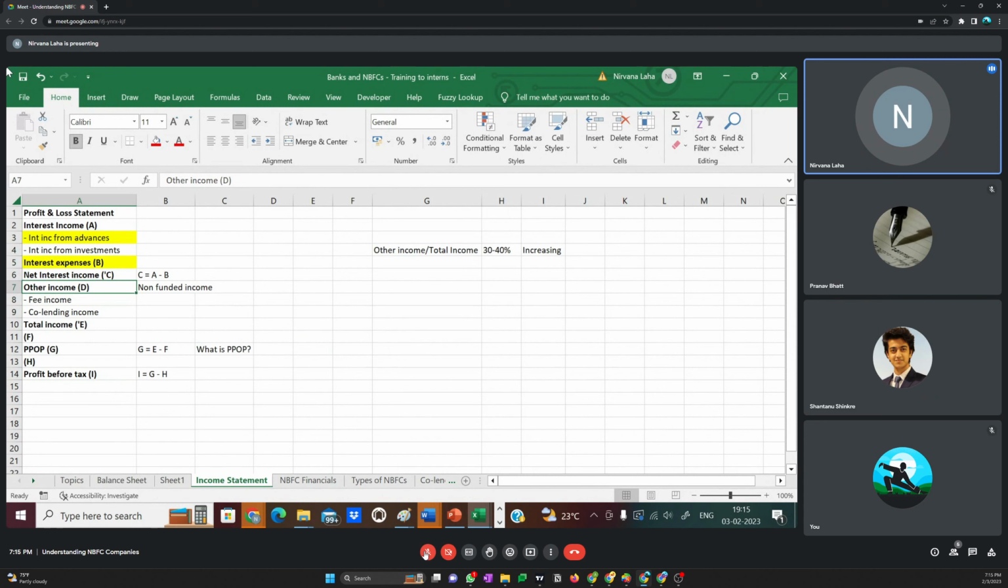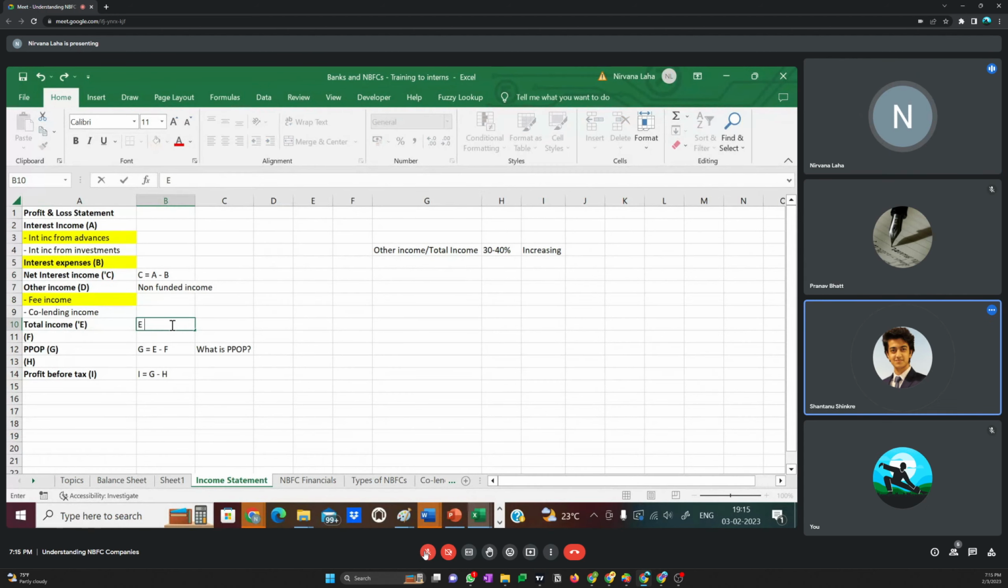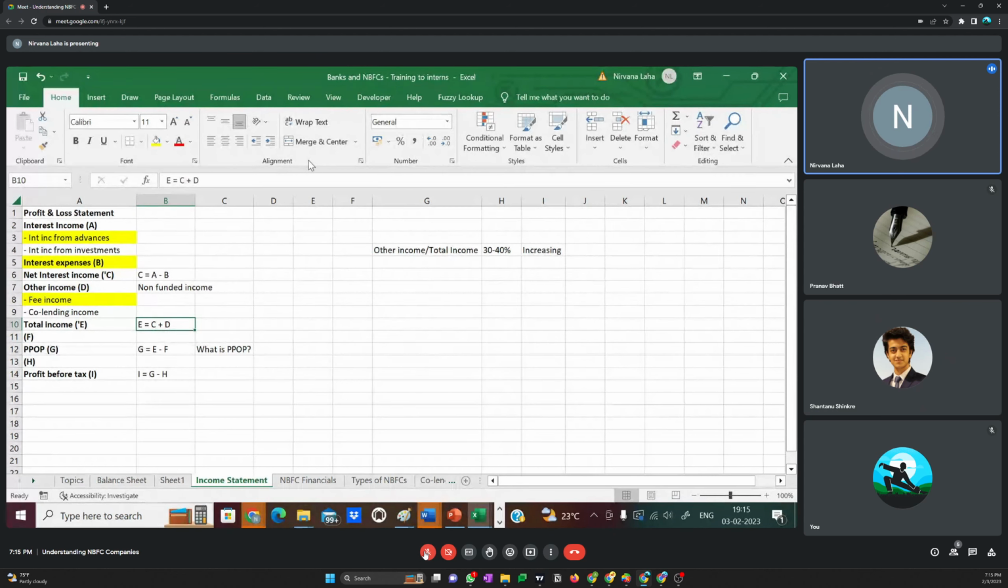So then you have other income. So I just filled this up. This should have been a yellow. So fee income is one component. The other component is co-lending income. I will come to this later, what co-lending income is. So then you have other income and you have net interest income. You add C and D, you get E. I'll just put the formula here: E equal to C plus D. So you get total income.